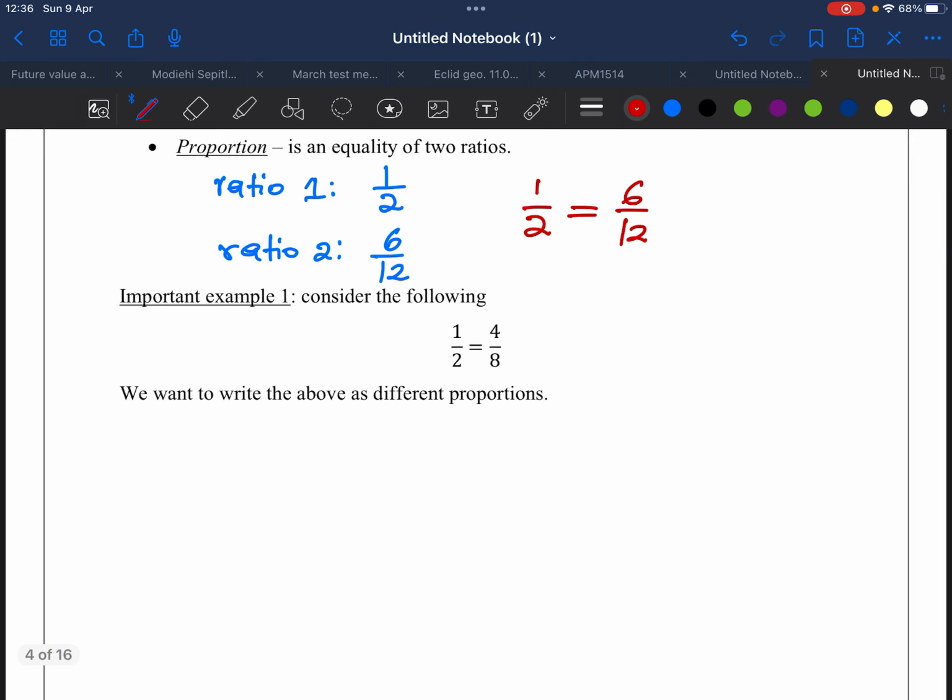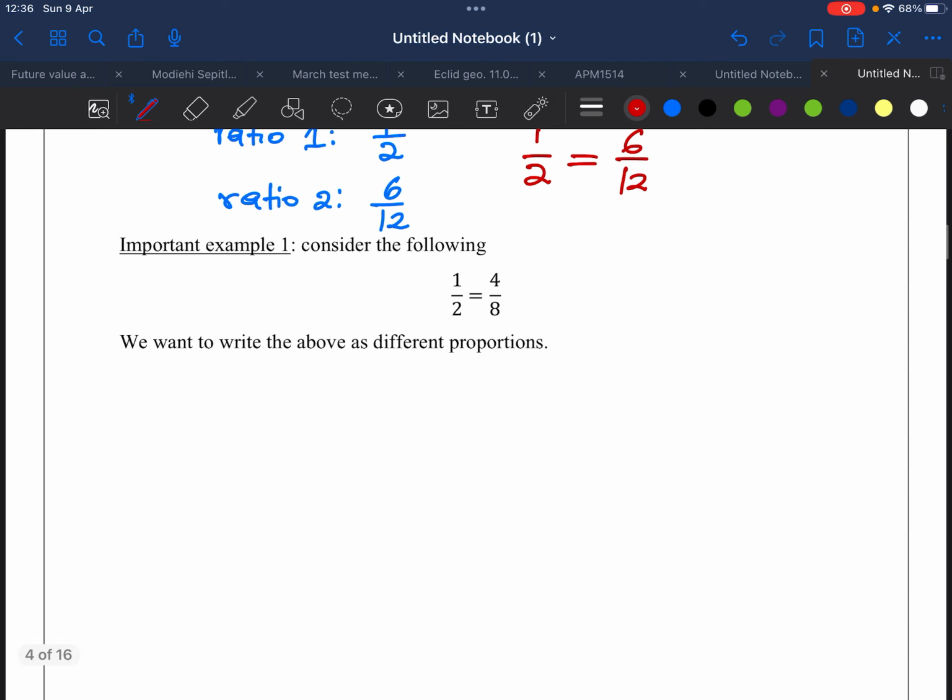Now let's move on to important example 1. They say consider the following: 1 over 2 is equivalent to 4 over 8. We can both agree that 4 goes how many times into 4? Once, and into 8 twice. We want to write the above as different proportions, meaning we want to write this in different forms that we can come up with. Now let us check. Number one, we have 1 over 2 equivalent to 4 over 8.